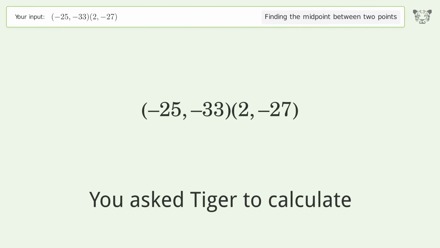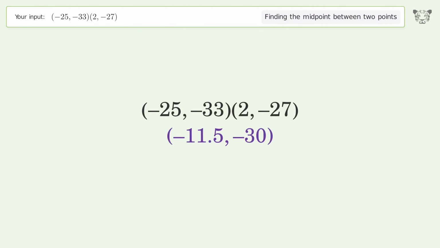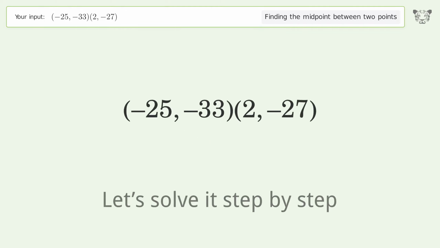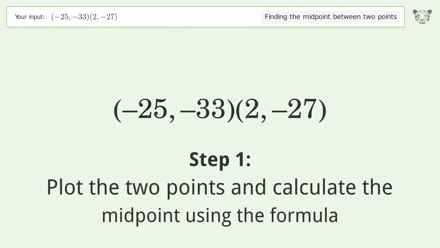You ask Tiger to calculate. This deals with finding the midpoint between 2 points. The midpoint between the 2 points is -11.5, -30. Let's solve it step by step. Plot the 2 points and calculate the midpoint using the formula.